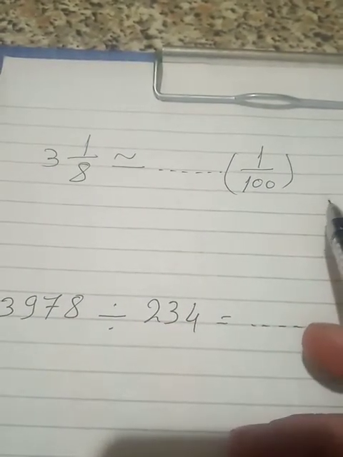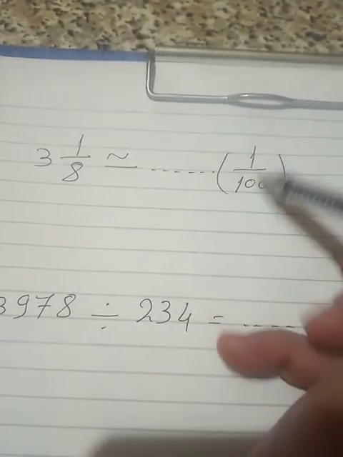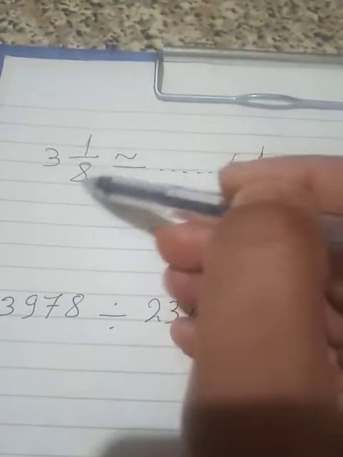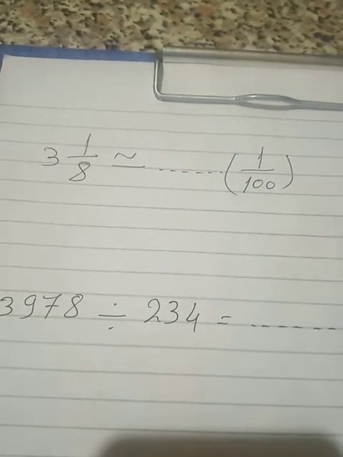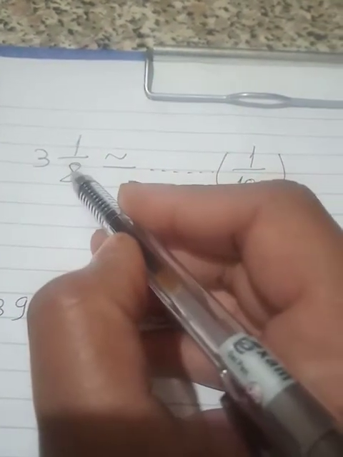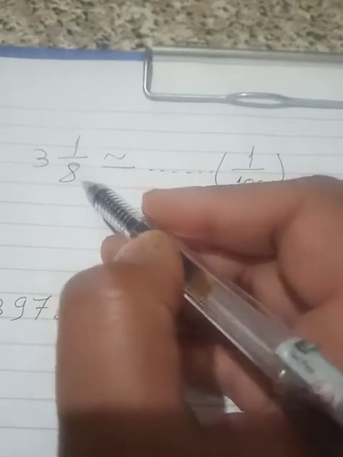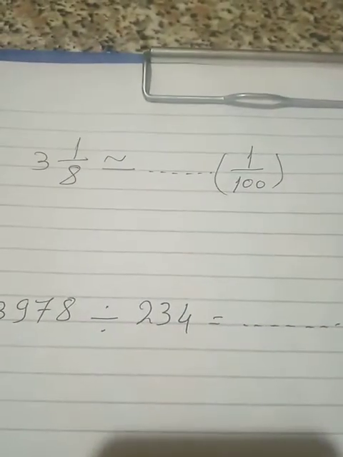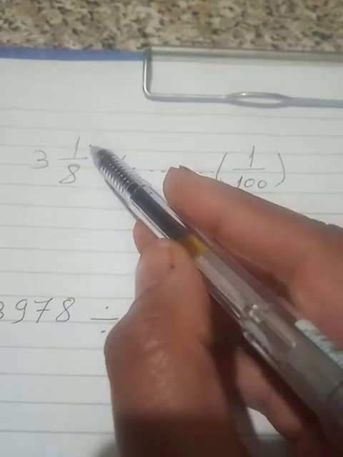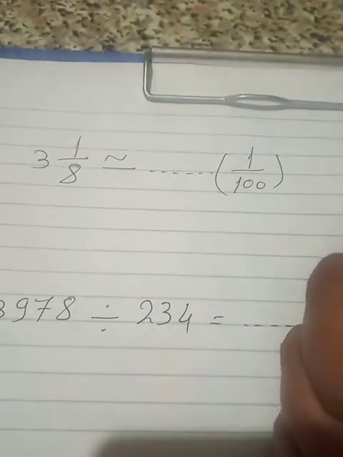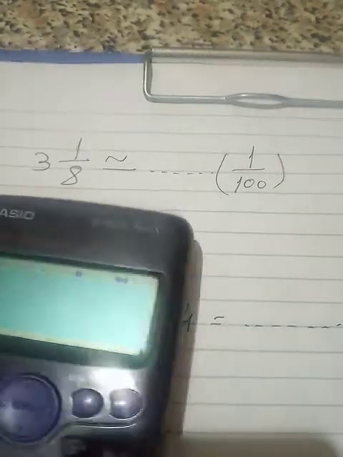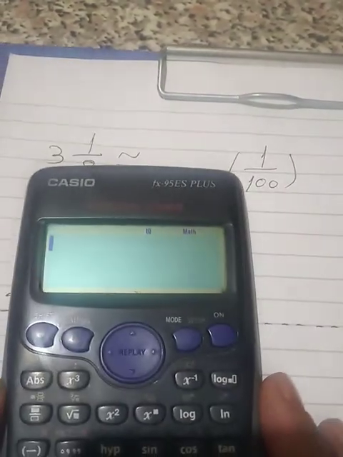Primary, as we learned, we know that before approximating, we must convert this fraction into a decimal. How, primary? By multiplying 8 down by its friend. Its friend is 125. Down by 125 and up by 125. Then this fraction will be a decimal number. But today, I will use the calculator to convert this fraction into a decimal.